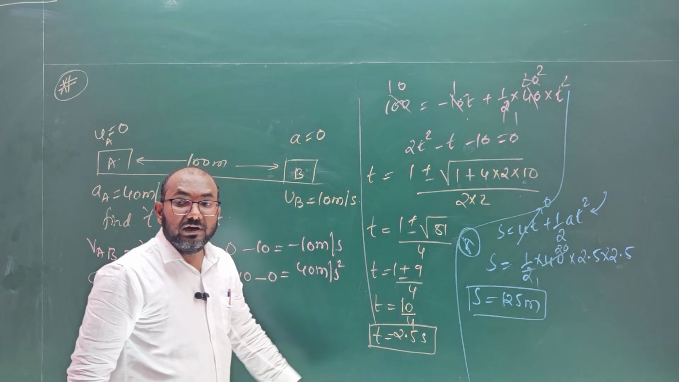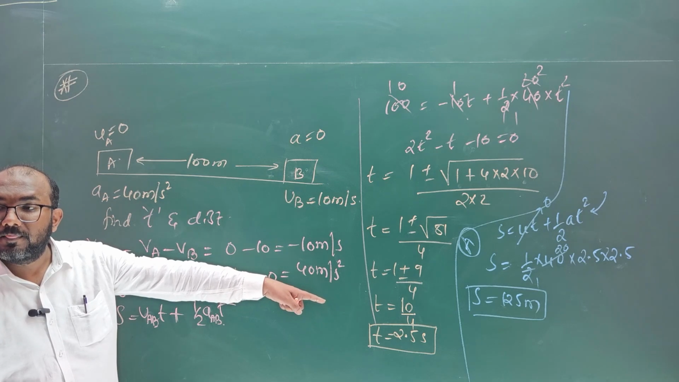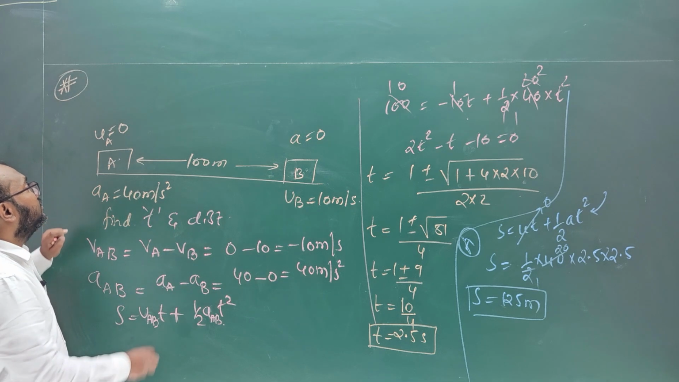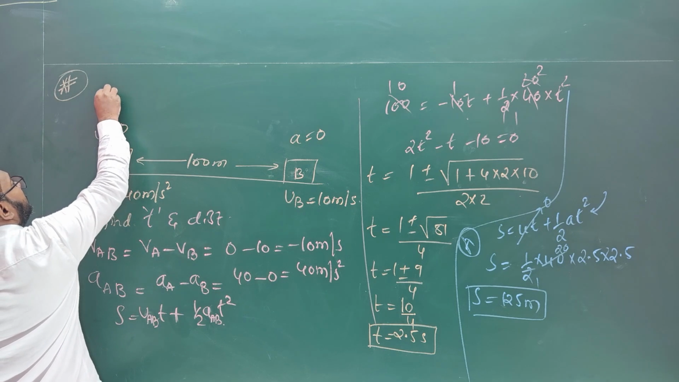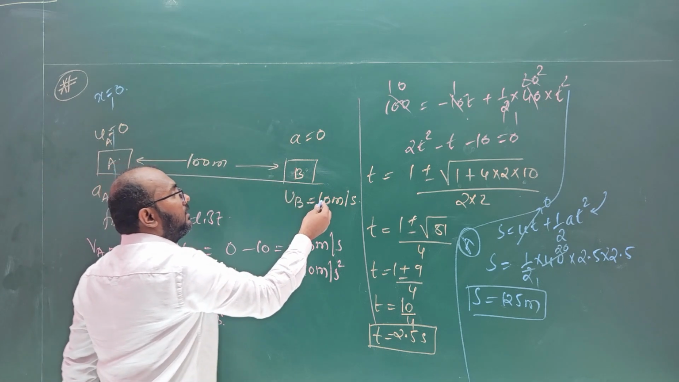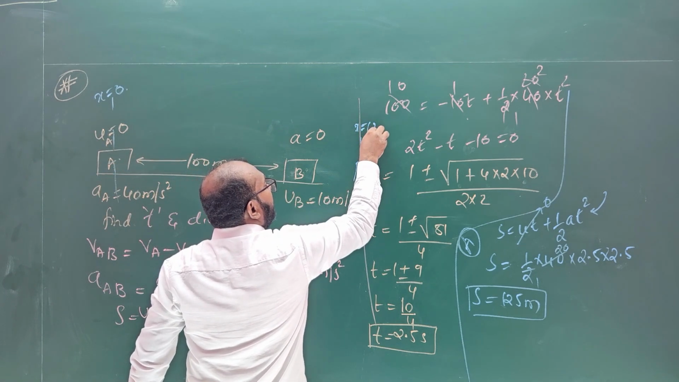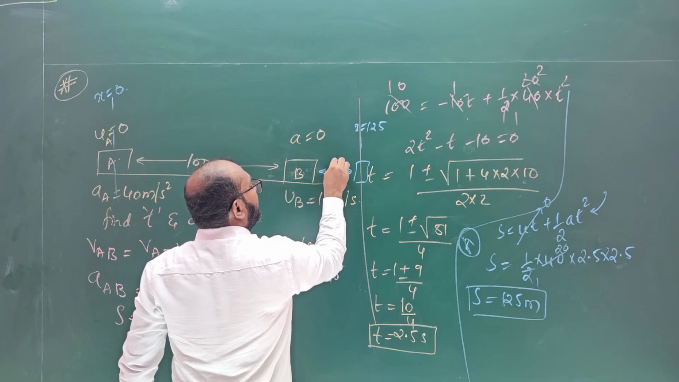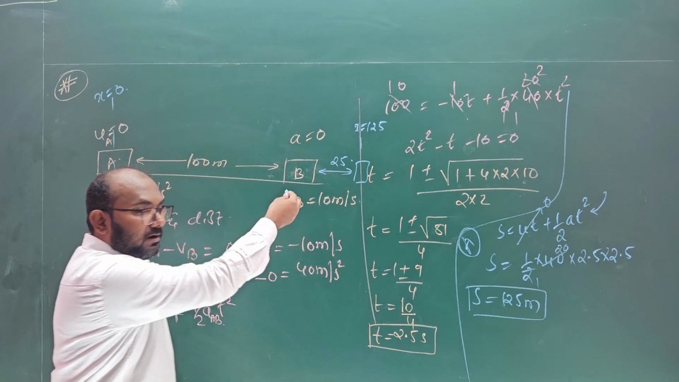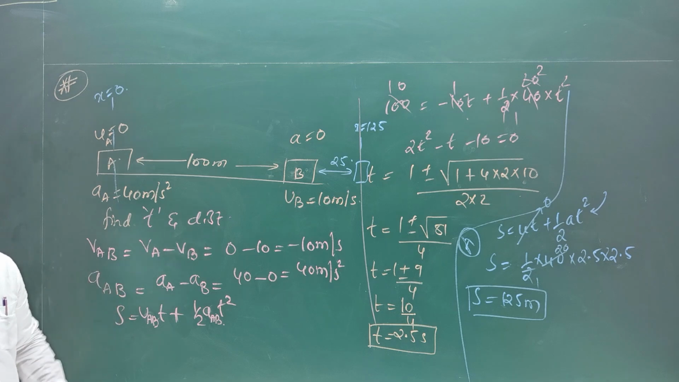This displacement of 125 is only applicable for what? Body A. So if this is x equals to 0, the body will reach here at x equals to 125. That means how much did body B travel? Can I say 25? Solve and check your answer. You will get 25 only.